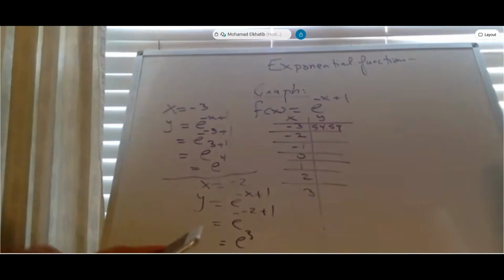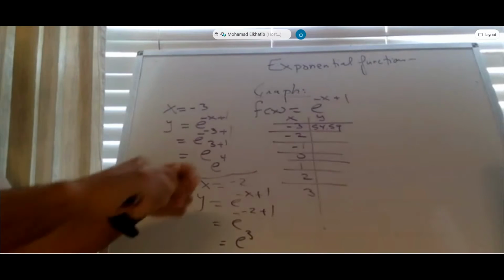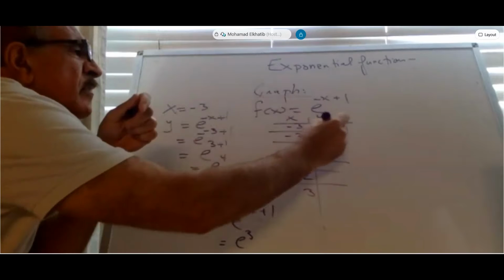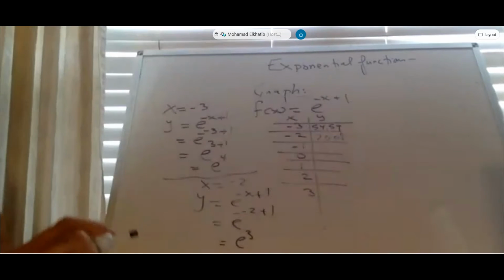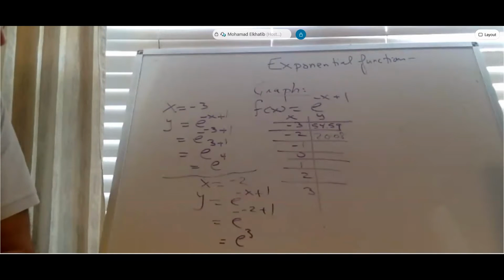Okay, let's see if you got it right. So we're going to find e to the 3. e to the x, 20.08. How are we doing? Okay. Good? Are we good? Yes.